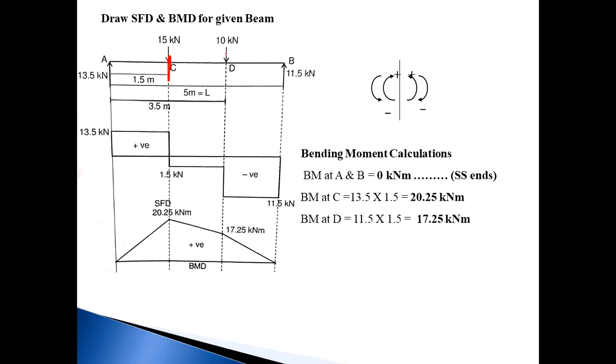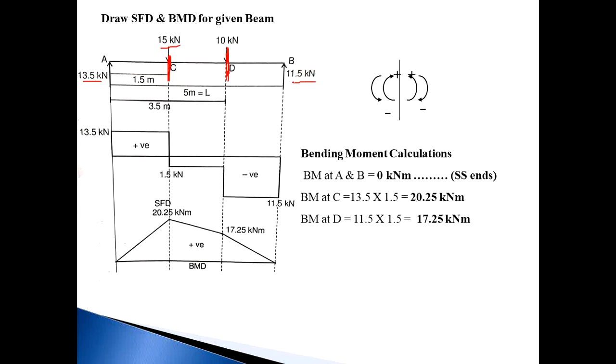Now I want to calculate the bending moment at D. So consider a section exactly at point D. Due to this section, the beam splits into two parts, right and left. On the right side, the number of forces is one, RB, and on the left side the number of forces is two, that is 15 kilonewton and RA, 13.5 kilonewton. So consider the side with the minimum number of forces, the right side of the section.